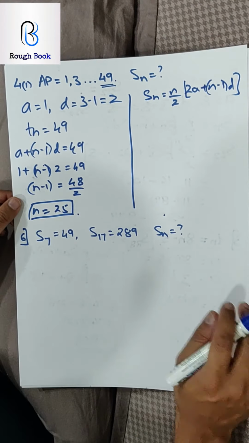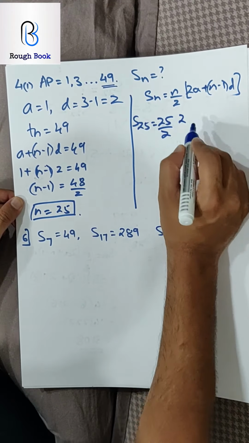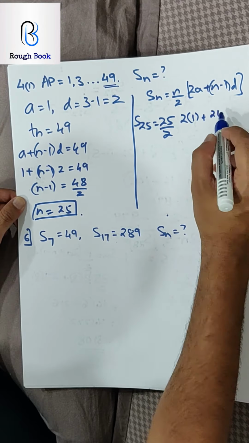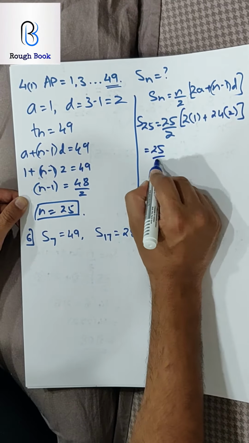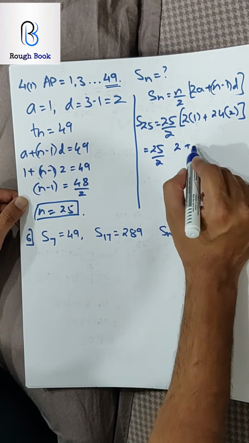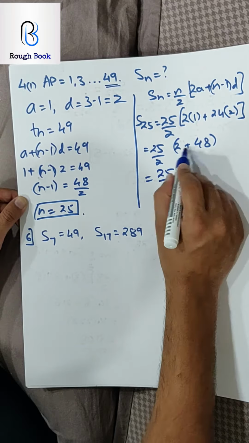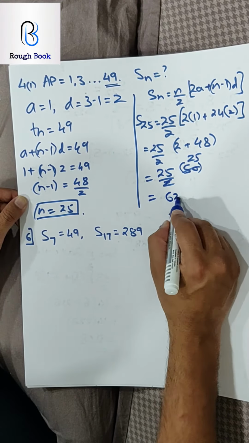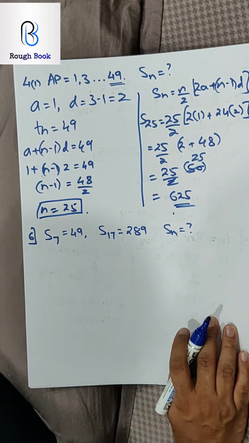So it is going to be S25, 25 by 2. 2 into A is 2, N minus 1 is 24, and D is 2. Come on, solve this. So 25 by 2, 2 plus 48. So that will be 25 by 2 into 50. 2 ones are 25, so 25 square, 625. How many hands go up? Good. That's nice. Come on, let's go for the next one.